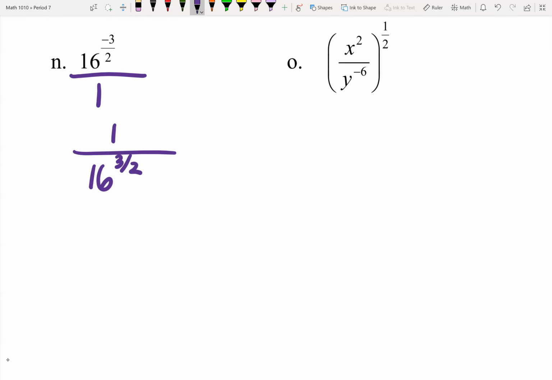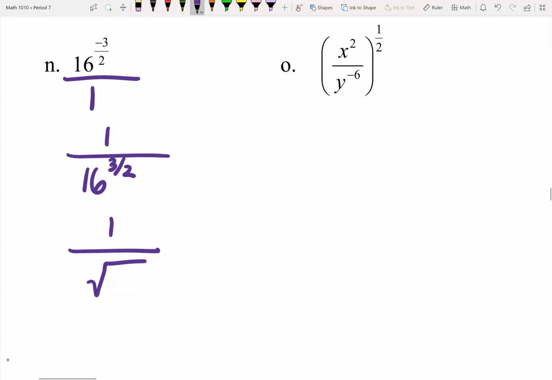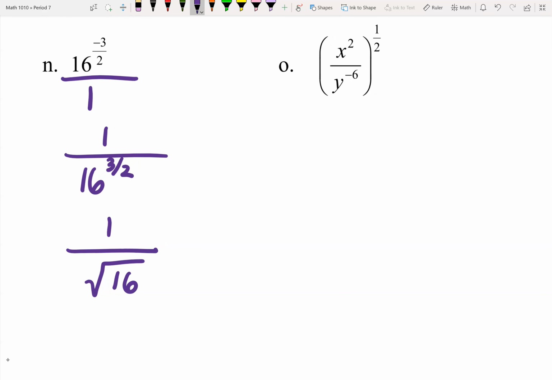Am I done? No. So this is 1 over. What do I put on the bottom? What's that word we just kind of learned? A radical. What's the little number that goes inside? A 2. If it's a 2, do I really have to write it? No. Inside I'm going to have a 16. Now I want you to freeze right here. I know it has to be raised to the third. Okay?